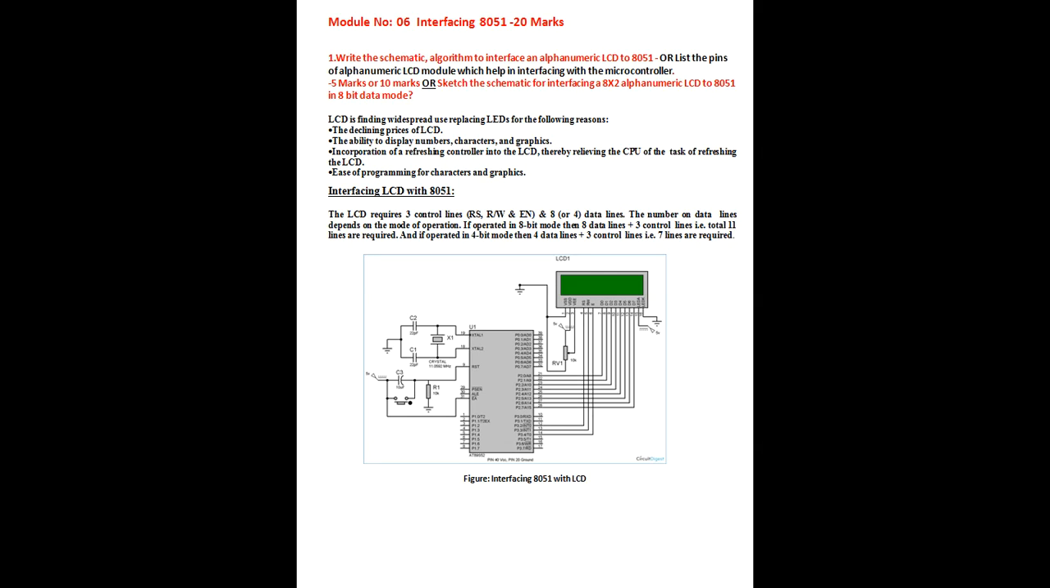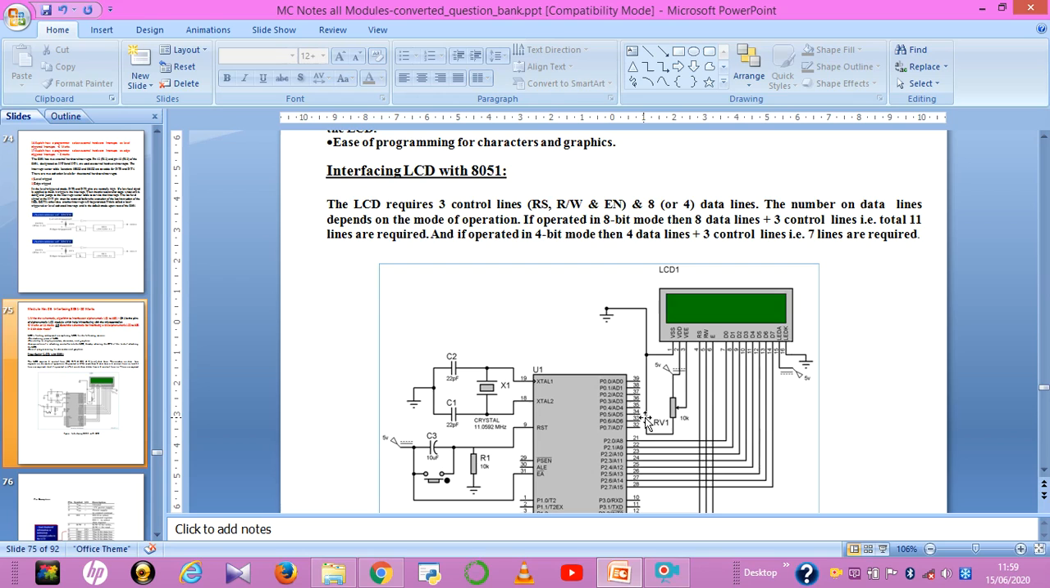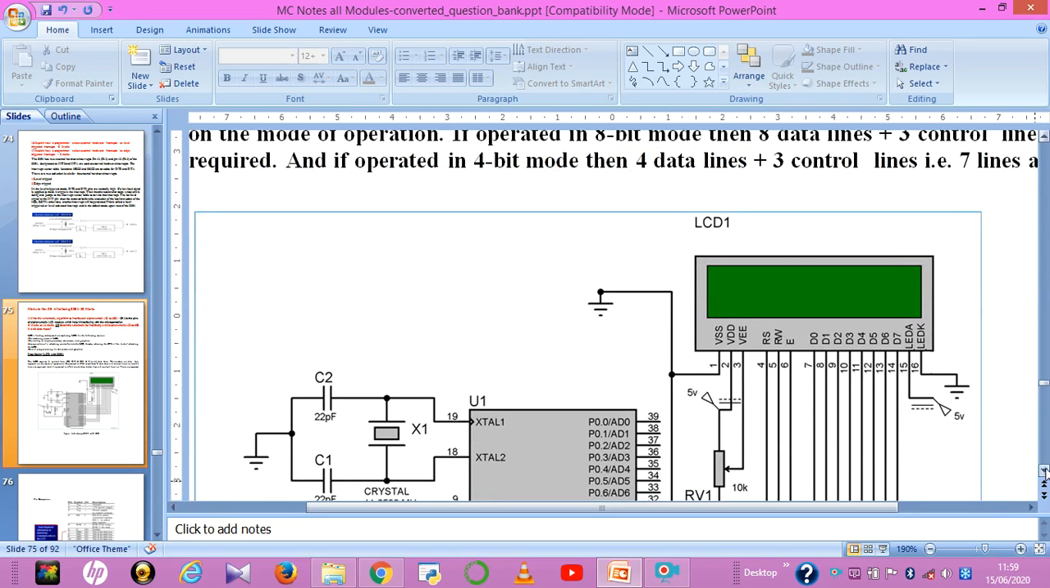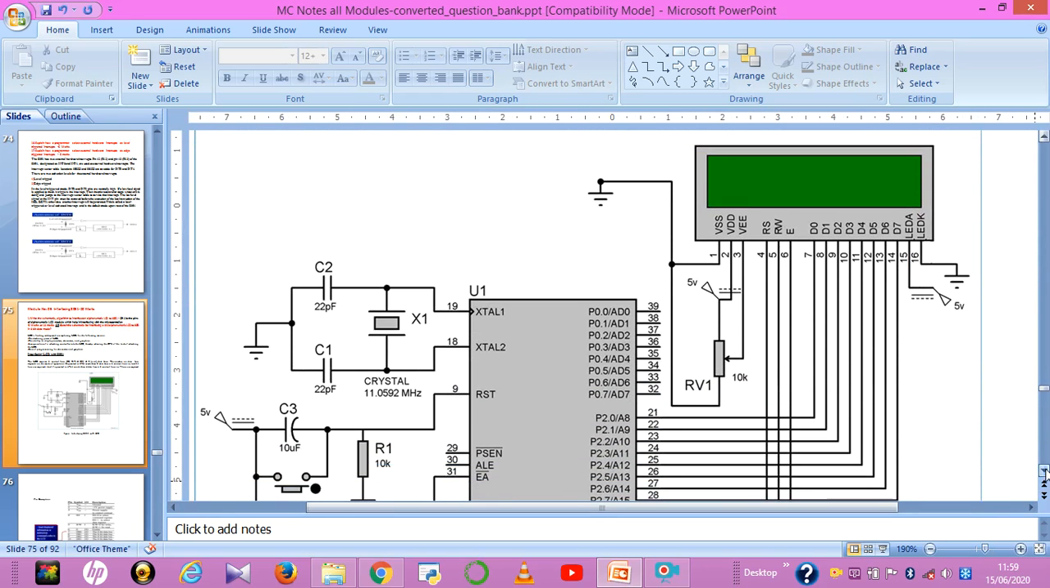Now we'll see in this diagram how we are going to interface the LCD with 8051. You can see in the diagram the port as well as the LCD. This is 8051 and this is the LCD, and how it is connected through the different port pins. Now I'm going to enlarge this one. I'm showing the diagram completely. It makes it easy to understand the numbers.